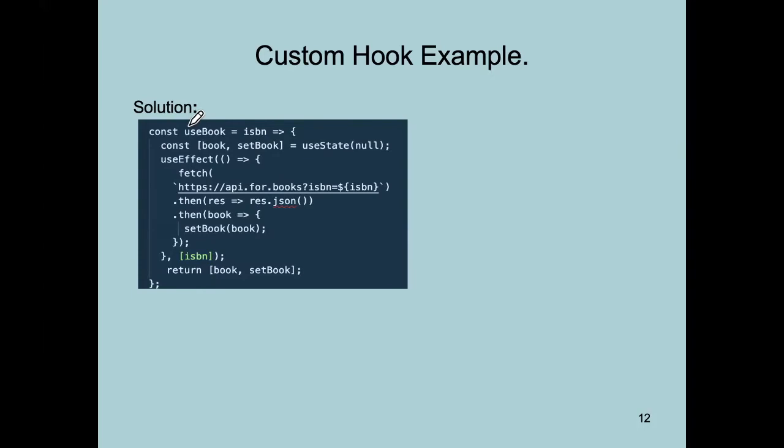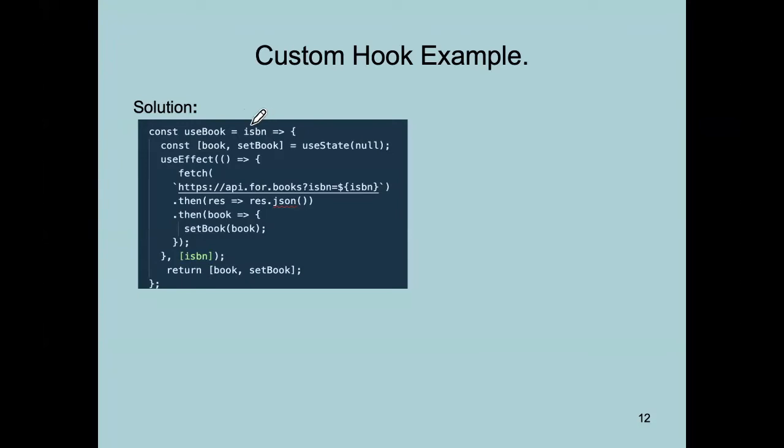By prefixing this function name with use, the linting tool that comes with Create React App will also check to make sure that my custom hook is being used appropriately. But other than that, I suppose it's just an ordinary function, which I've implemented using the arrow style.